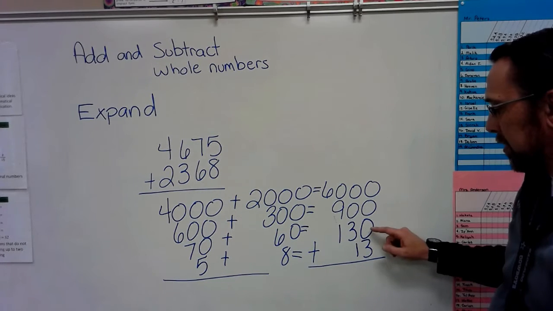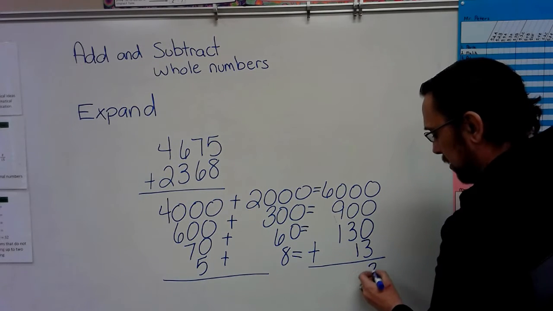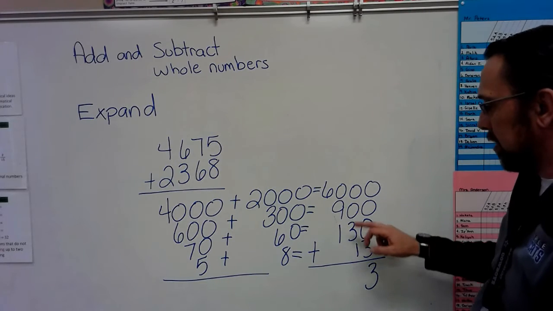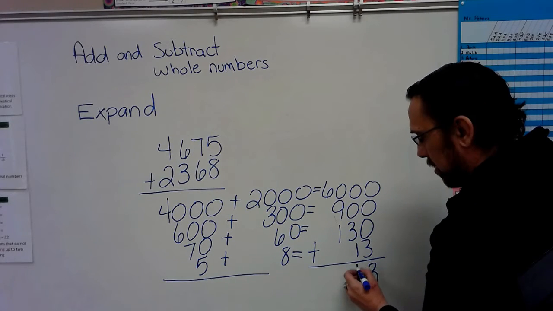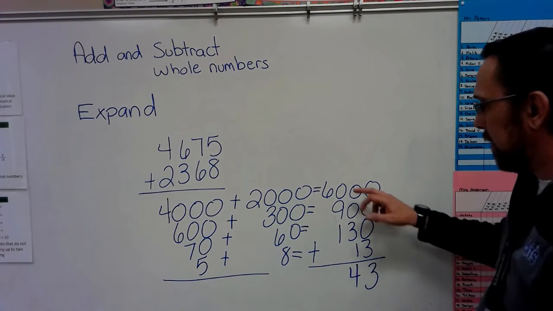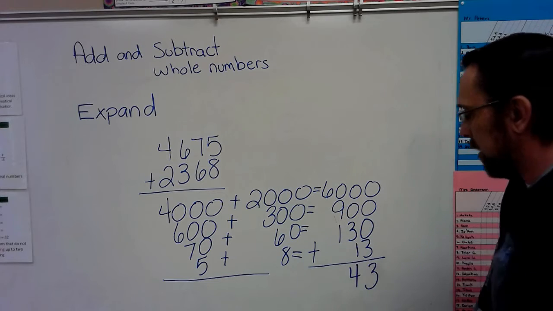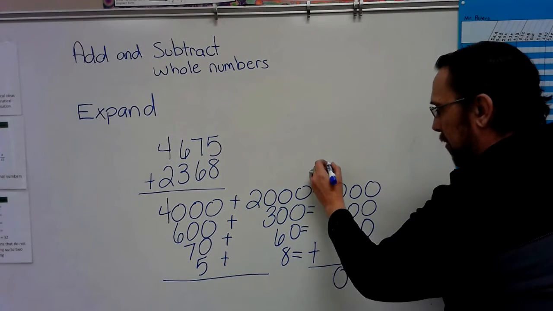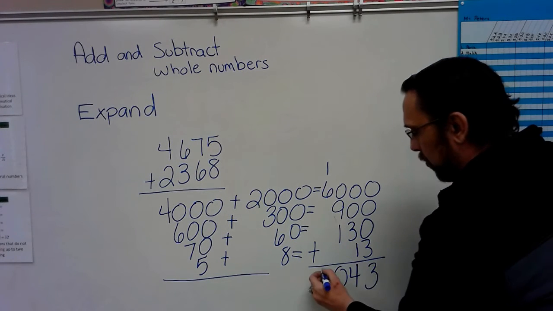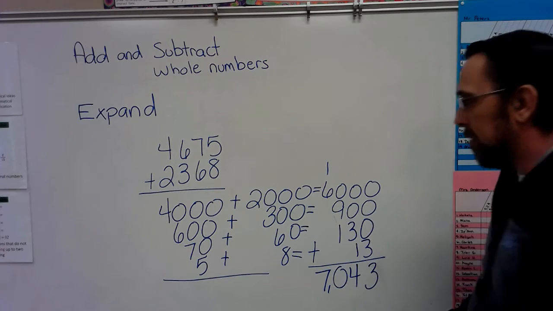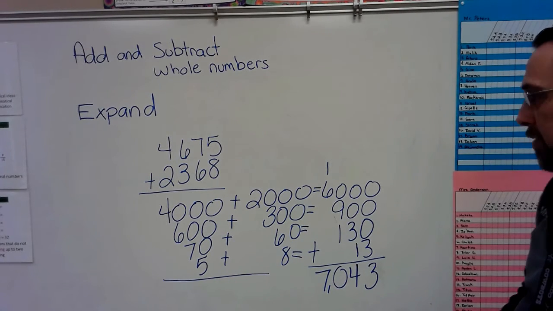Zero plus 0 plus 0 plus 3 is 3. 0 plus 0 plus 3 plus 1 is 4. 0 plus 9 plus 1 is 10, and I will carry the 1. 6 plus 1 is 7. My answer is 7,043.